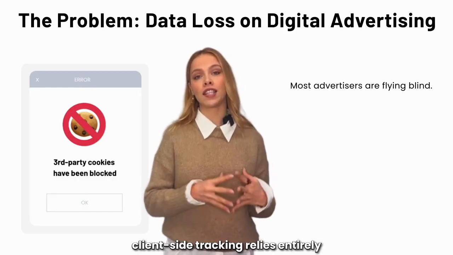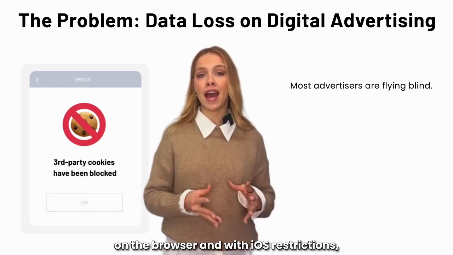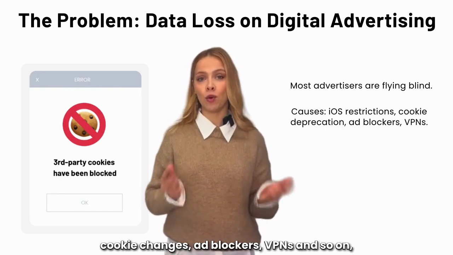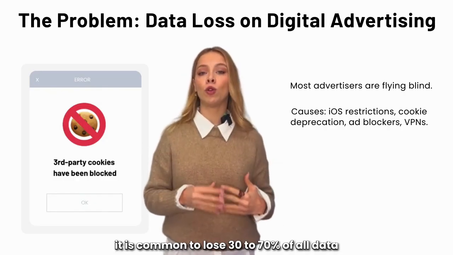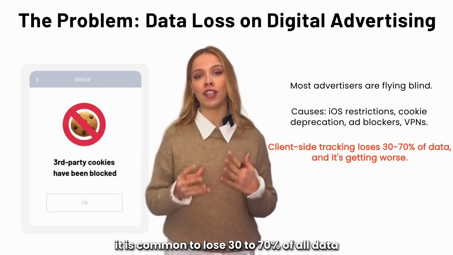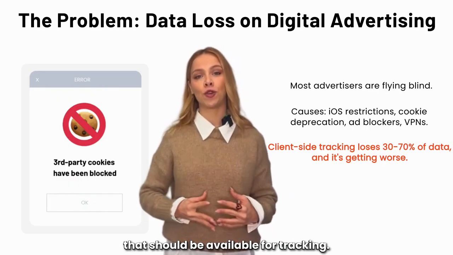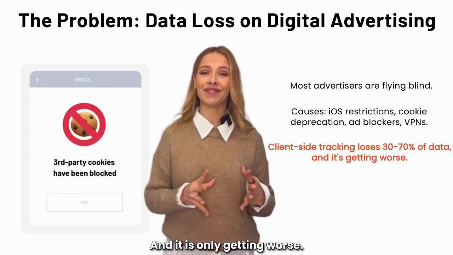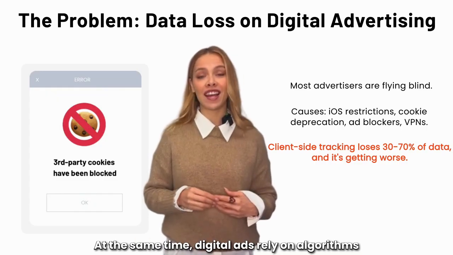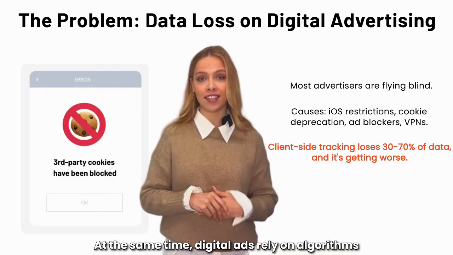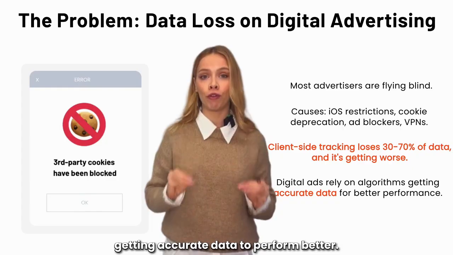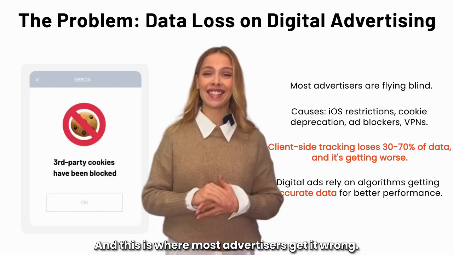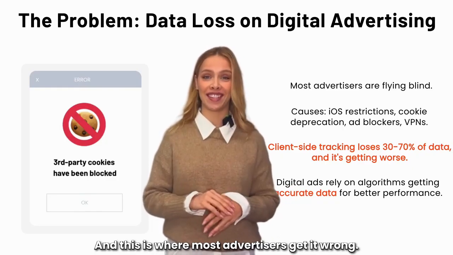Client-side tracking relies entirely on the browser, and with iOS restrictions, cookie changes, ad blockers, VPNs, and so on, it is common to lose 30 to 70% of all data that should be available for tracking. And it is only getting worse. At the same time, digital ads rely on algorithms getting accurate data to perform better. And this is where most advertisers get it wrong.